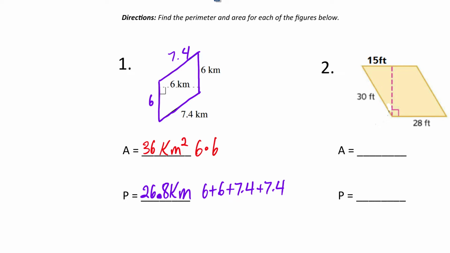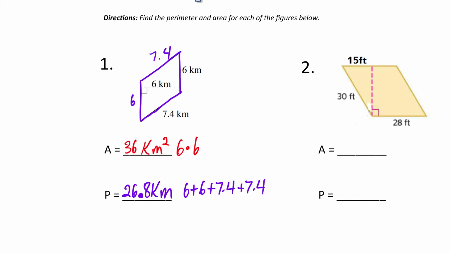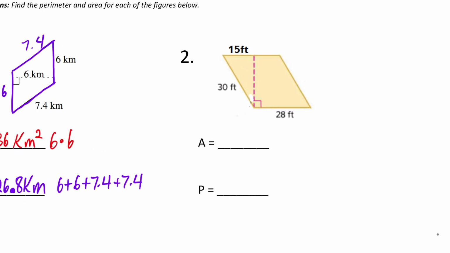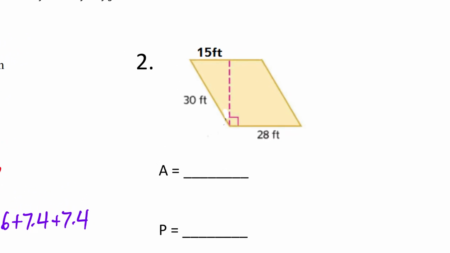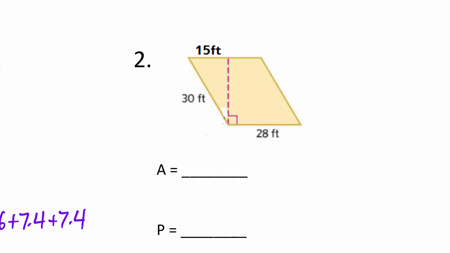Okay, number 2. Parallelogram again. We're looking for the area, so it's base times height. Do I know the base of this parallelogram? Yes, it's 28. Do I know the height? No, not right now. So the dashed line represents a place where you can find the height of this, okay? So how am I going to find the height of this?